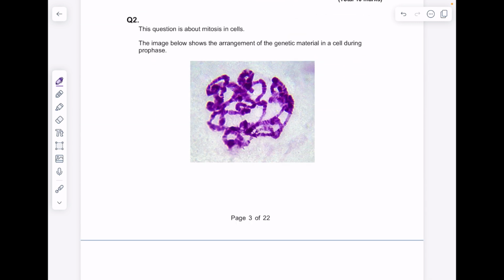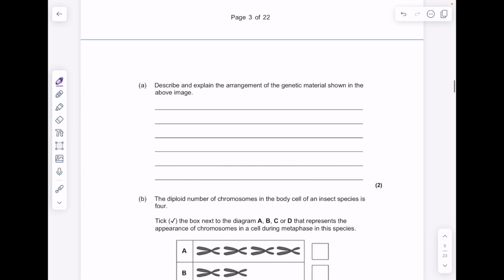This question is about mitosis in cells. The image below shows the arrangement of the genetic material in a cell during prophase. So that's the first stage of mitosis. Describe and explain the arrangement of the genetic material shown in the above image. So remember, we said in prophase, and actually we can see from that image that the chromosomes have shortened and thickened. So they've condensed, and as a result have become visible.